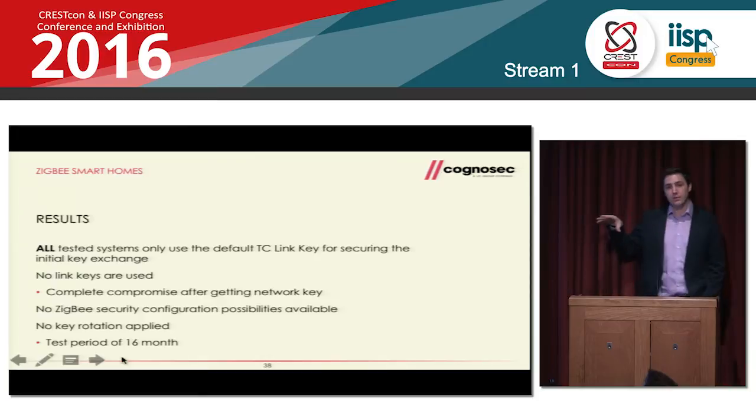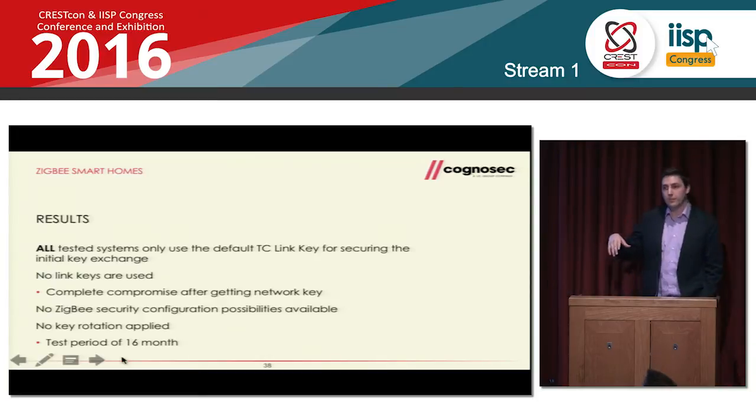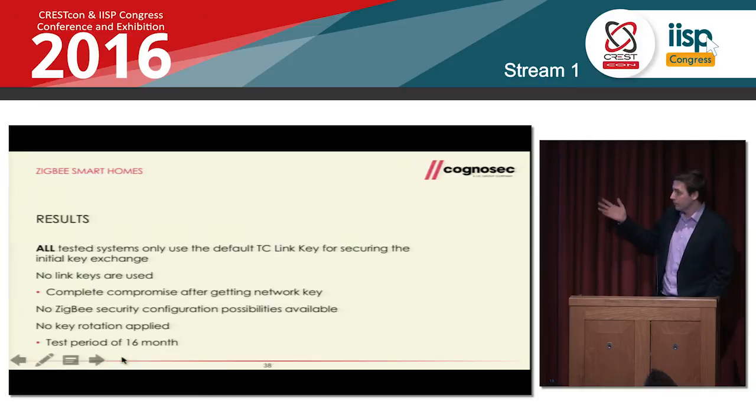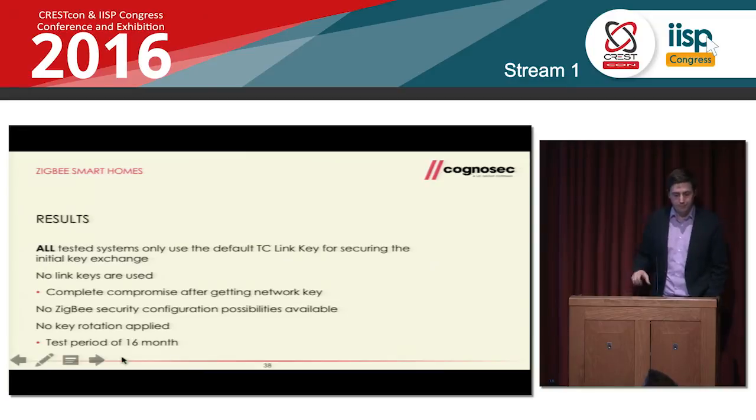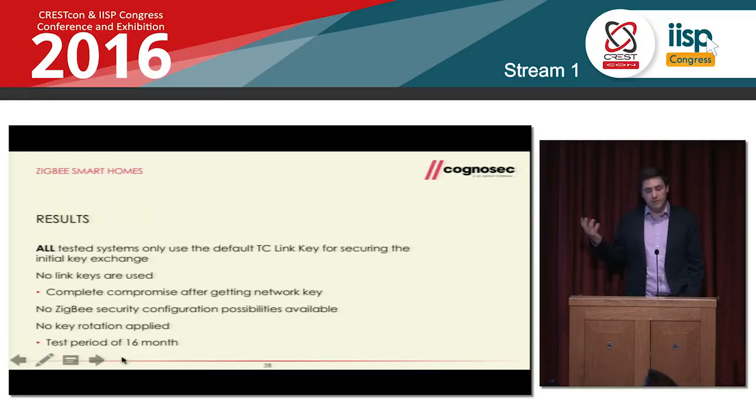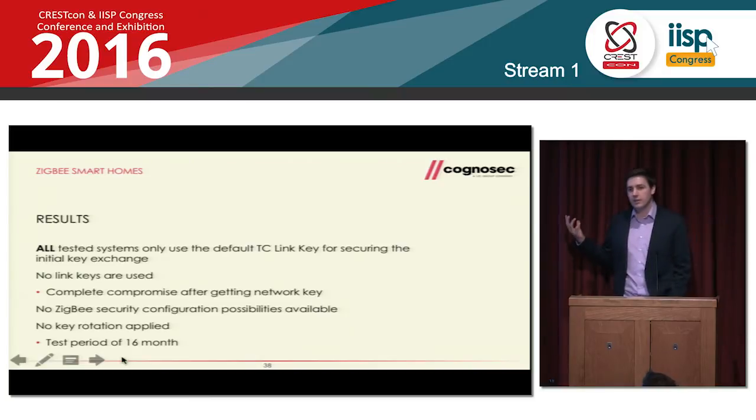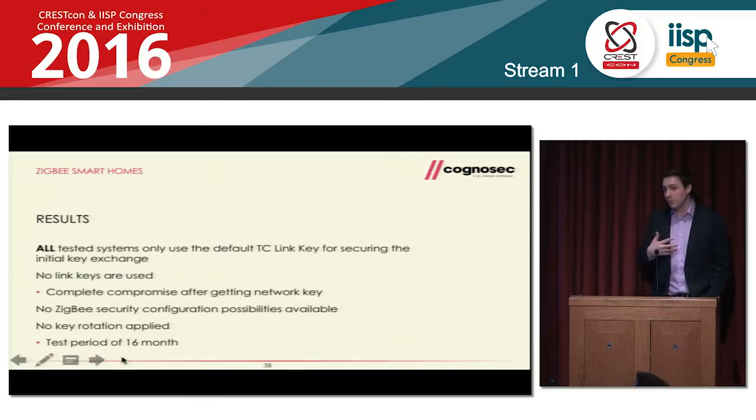So once you have the network key, you have complete control over the system. The specification recommends applying link keys when you use door locks, but they just don't do it. So you really have a complete compromise after you have the network key. Very interesting, you don't have any configuration possibilities for security. You can't set your network level, you can't change keys, you can't remove keys.